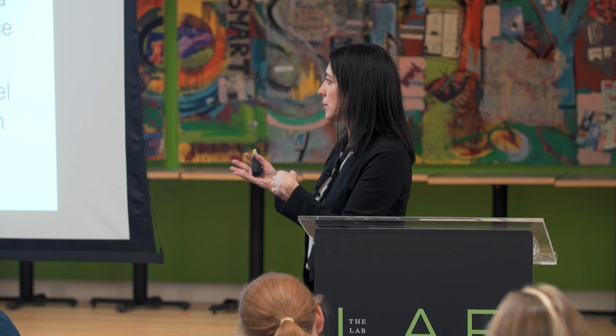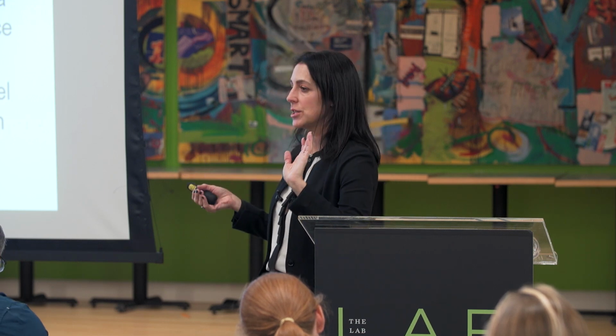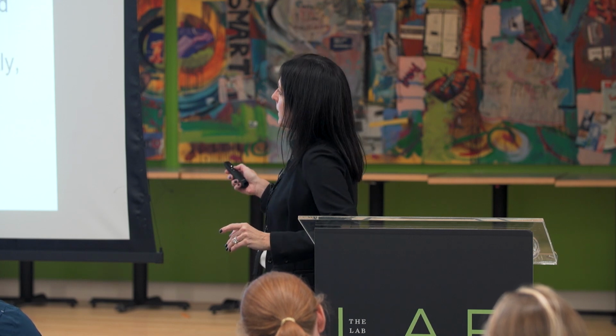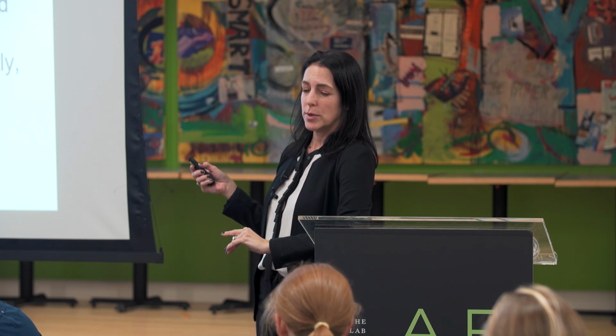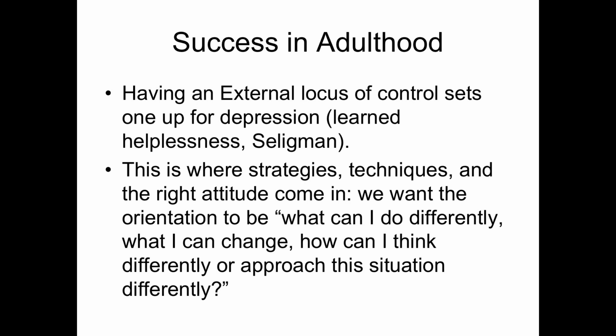An external locus of control is when you feel that no matter what you do, it doesn't matter. The situation can't change. The outcome won't be different. My efforts don't mean anything. An external locus of control really sets one up for depression. And the research on this is that learned helplessness stuff. No matter what I do, I'm not going to get any better.